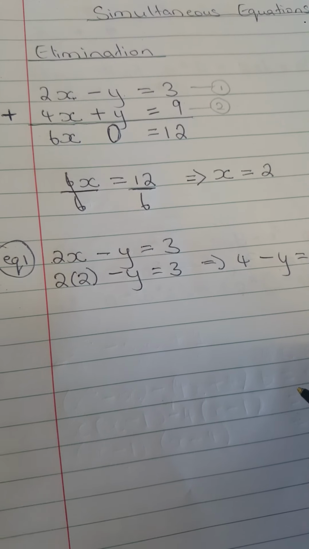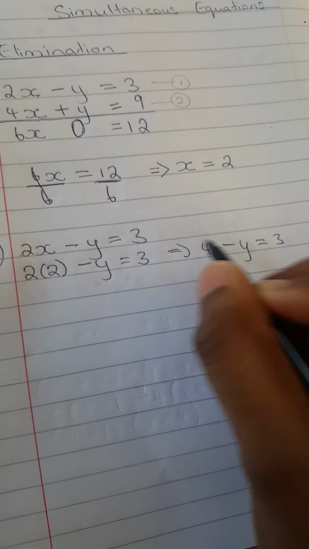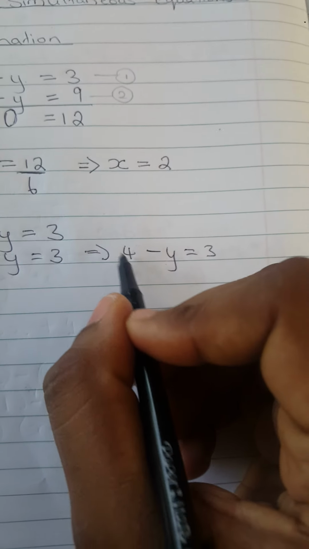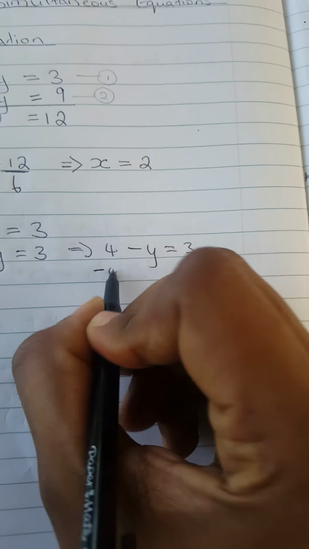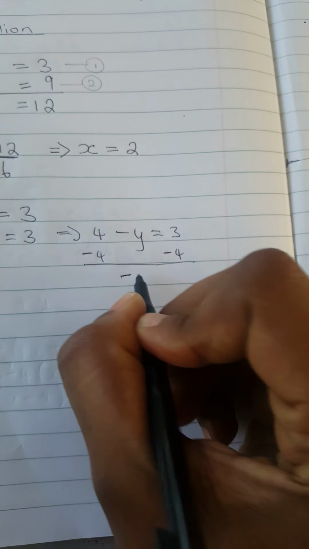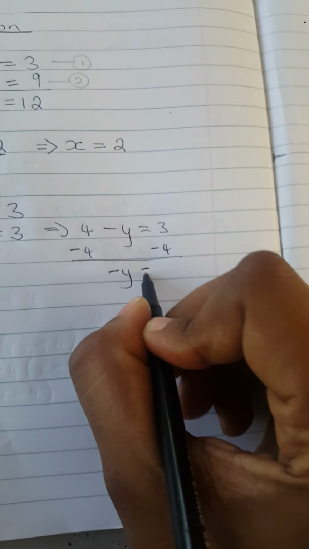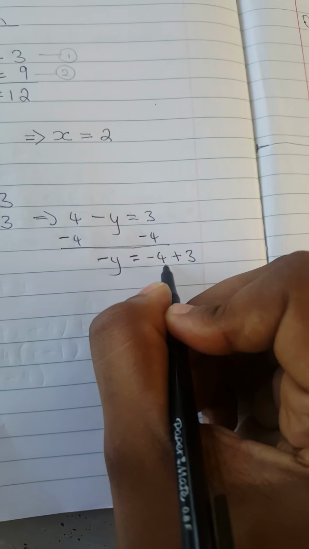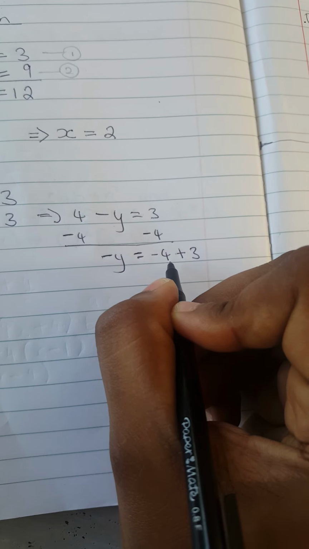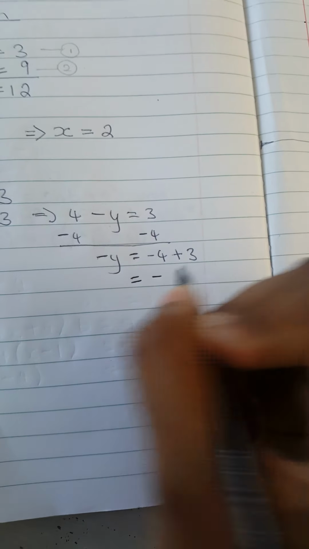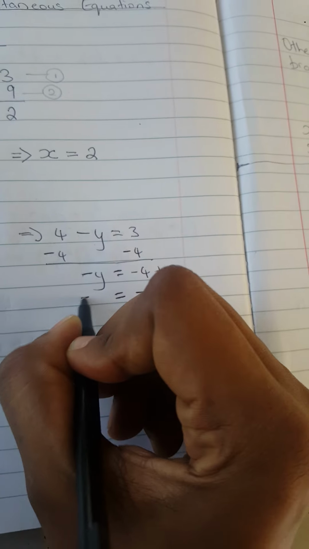I still need this y to stay by itself, so I can remove this right here. Because the 4 is standing by itself and there is no negative sign in front of it, it's automatically positive. So in order to get rid of it, we can subtract 4 on both sides. So now we are left with minus y is equal to minus 4 plus 3. The larger number, this decides what our final answer will look like. So because the larger number is negative, that means our answer is negative.